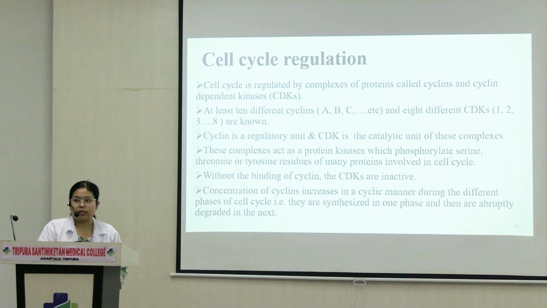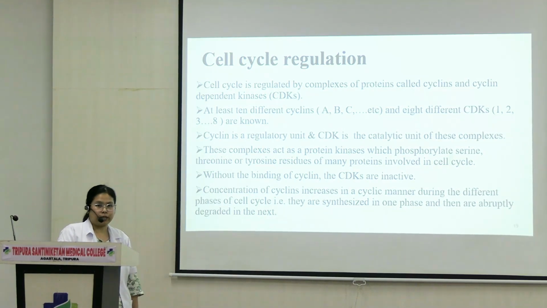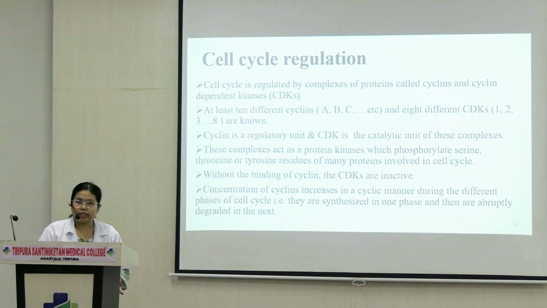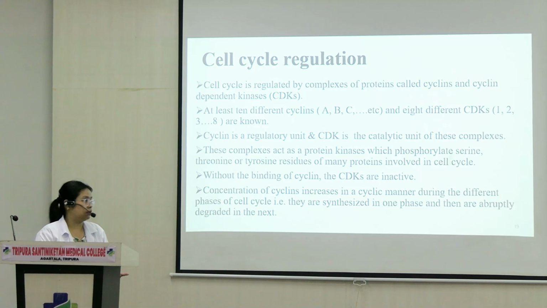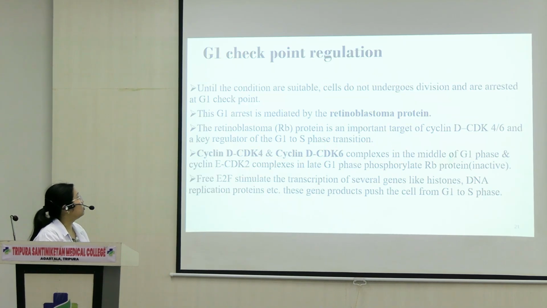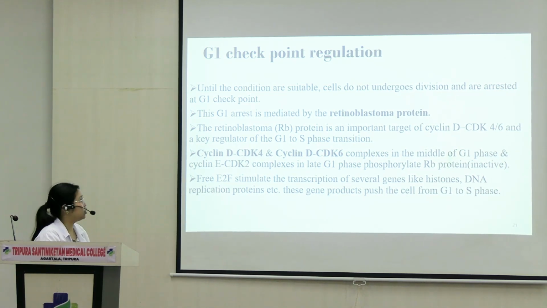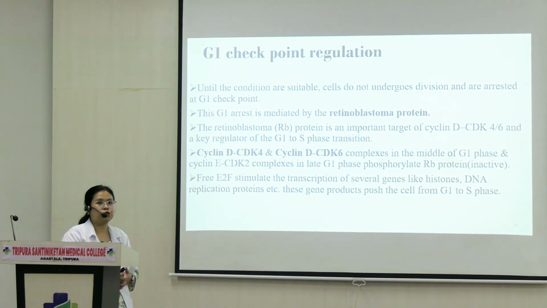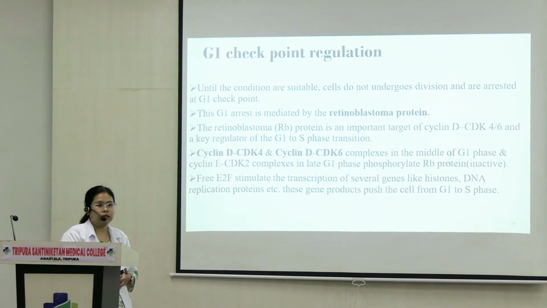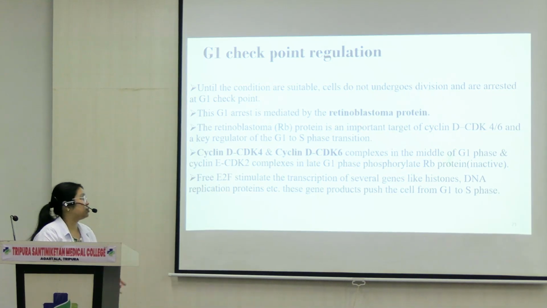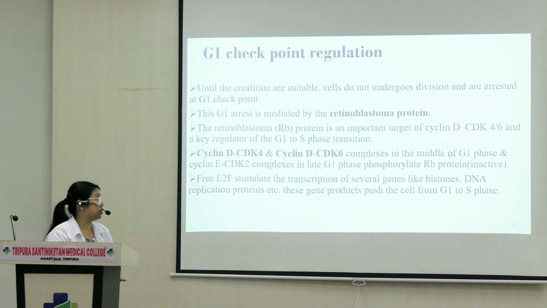Since CDK is a kinase enzyme, what is its job? Phosphorylate. So it phosphorylates certain proteins that are used in the cell cycle and activates or deactivates them. So what happens at the G1 checkpoint? The main protein over here is retinoblastoma protein. This protein was actually found in the retina, in the tumor of the retina called retinoblastoma. Now they found out that this protein is also used in cell cycle regulation. So the name remains the same, retinoblastoma protein or RB protein.